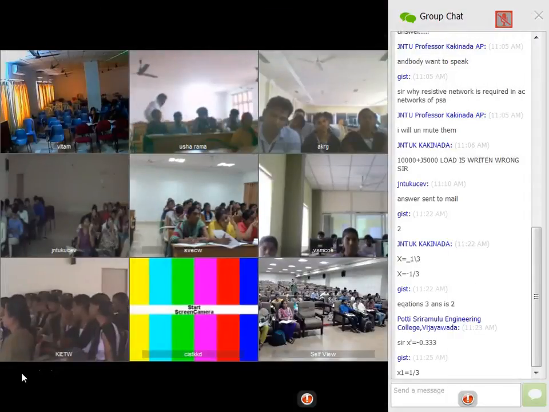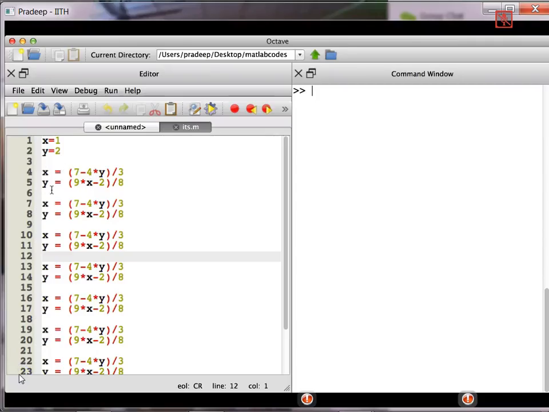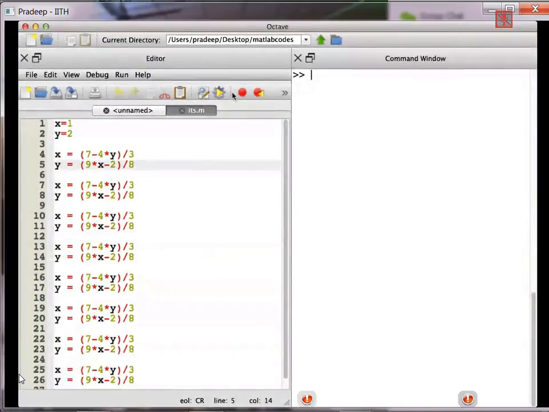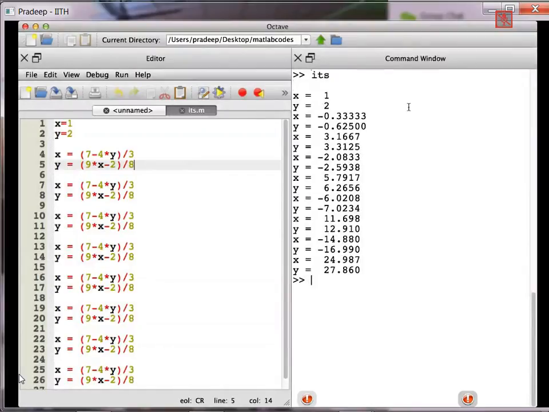So if I execute this code, then that x will be used to find the value of y, then that y will be used to find the value of x, and that x will be, so this is just nothing but the Gauss-Seidel method. So if I simply run this file, on the right side, you are able to find some answer.